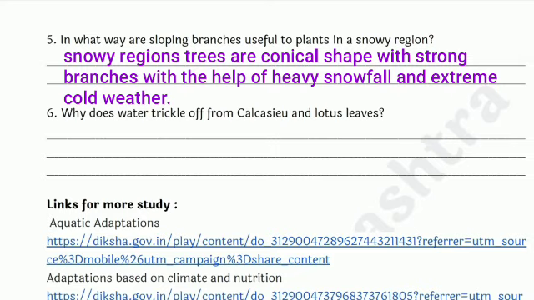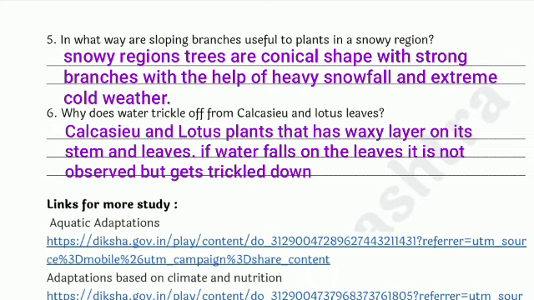And the next question, question 6. Why does water trickle off from Calathea and lotus leaves? This is the answer: Calathea and lotus plants have a waxy layer on their stems and leaves. If water falls on the leaves, it is not absorbed but trickles down.